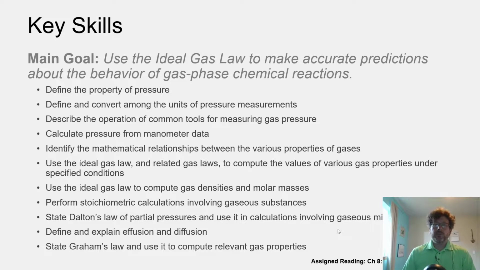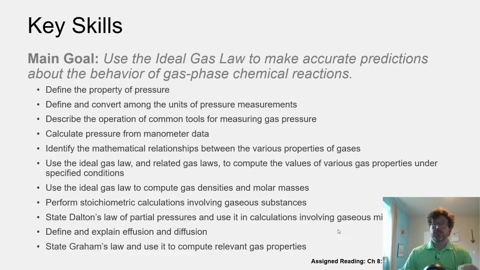All right, so in this chapter, the main goal is we're going to show you how to use the ideal gas law to make accurate predictions about the behavior of gas phase chemical reactions. We're going to talk about pressure and how we quantify pressure. We're going to talk about the relationship of a gas sample between its pressure, volume, temperature, and number of moles. And we're going to unify all these measurable properties using one single law, which we call the ideal gas law. The pressure of a gas times the volume of the gas equals the number of moles times a constant times the temperature of the sample.